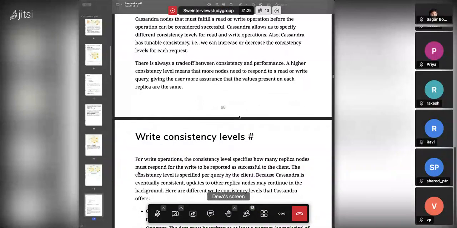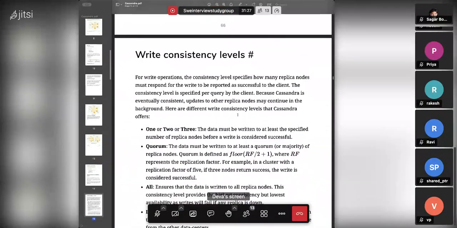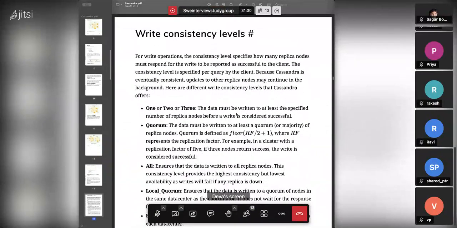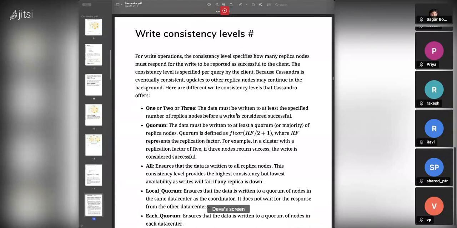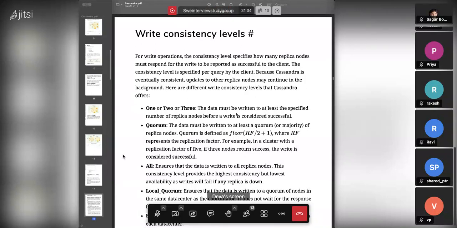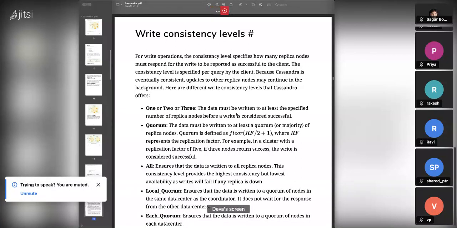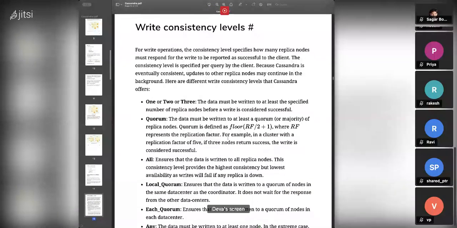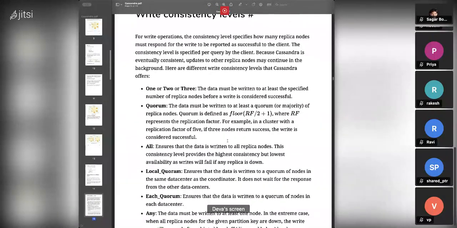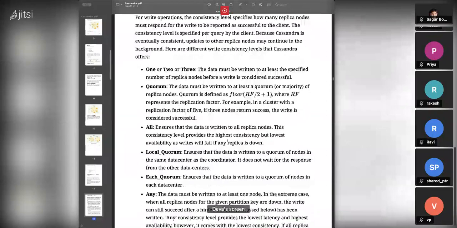So for the write consistency level, for a write operation, the consistency level specifies how many replica nodes must respond for the write to be reported as successful to the client. The consistency level is specified per query by the client. Because Cassandra is eventually consistent, updates to other replica nodes may continue in the background. Here are the consistency levels that Cassandra offers: one, two, three.